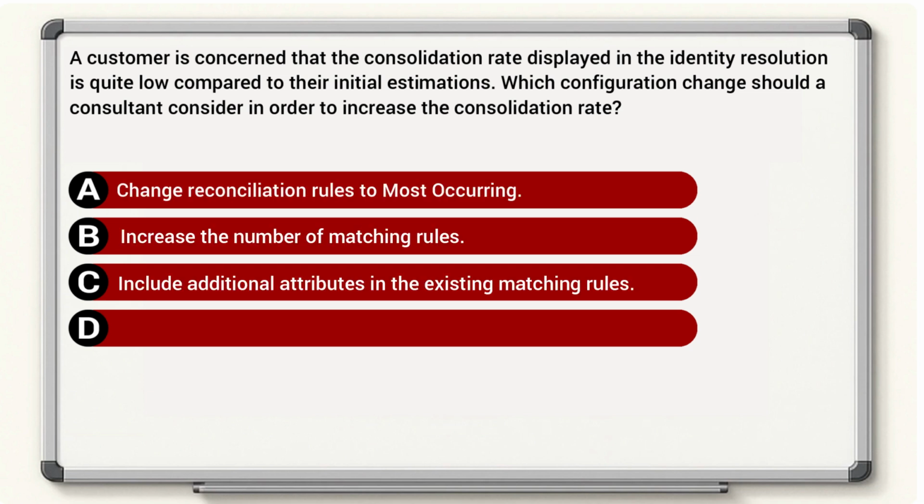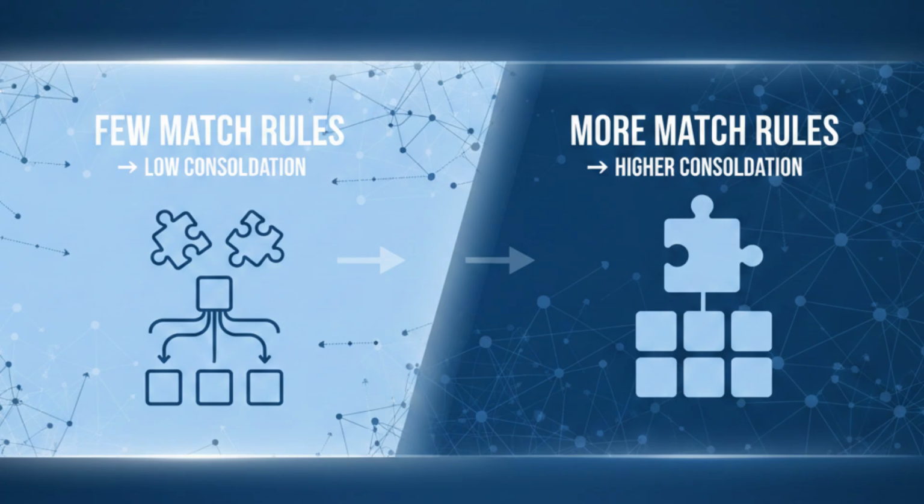A customer is concerned that the consolidation rate displayed in the identity resolution is quite low compared to their initial estimations. Which configuration change should a consultant consider in order to increase the consolidation rate? The correct answer is B. Increase the number of matching rules. Salesforce defines consolidation rate by how many source profiles are merged. More match rules mean more opportunities to find matches and higher consolidation.